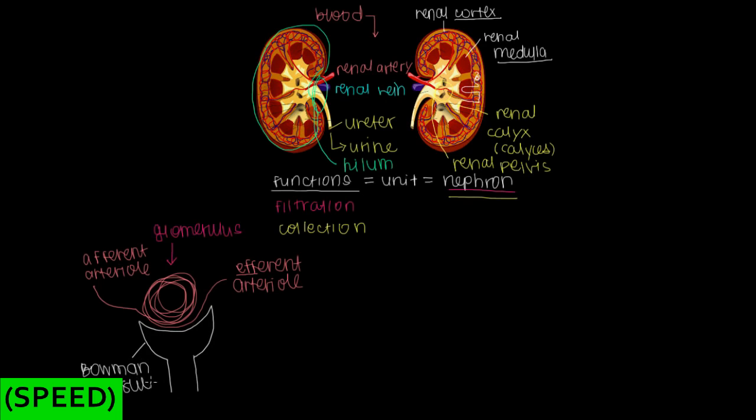This is Bowman's capsule. And this is where we're going to collect the filtrate, or the fluid that comes out of the glomerulus. The inside right here is just open space. So they call it Bowman's space as well. So it's just space that's going to collect our filtrate.